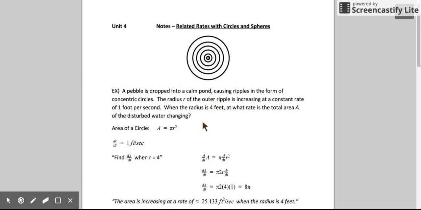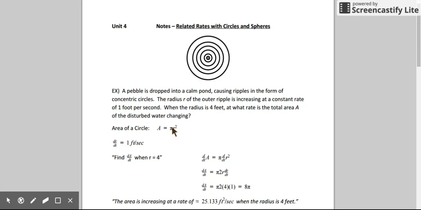So let's think about what we have. What information are we given? What equations might we want to involve? Since we're trying to find the area of a circle, then we might need the area formula. So pi r squared is the area of a circle. We know the radius at this moment is 4, so when r is 4, we're going to solve for the change in the area with respect to time. So we're going to find dA/dt when r is 4, and we're given one more thing. We're given the rate at which the radius is changing, so we could call that dr/dt and set that equal to 1.